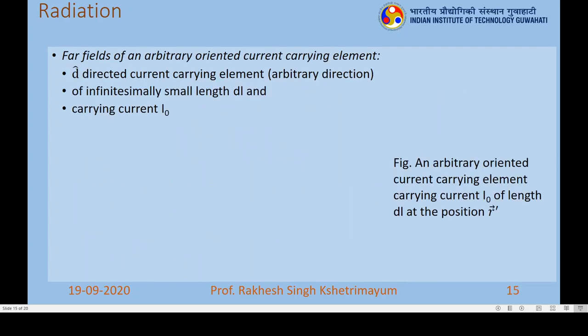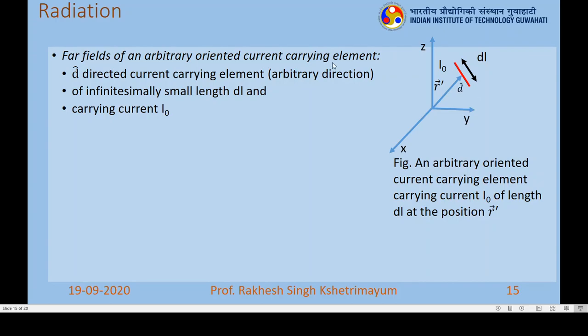So now the derivation we have done for the electric field and magnetic field was for any arbitrary current density in the XYZ region. And in many cases, people start radiation analysis, field analysis of radiated waves by considering a small current carrying element which is infinitesimally small. People call it Hertz dipole. So now let's say this is the XYZ coordinate system, I consider a small current carrying element carrying a current I naught and length dl, which is arbitrarily oriented along the d hat direction.